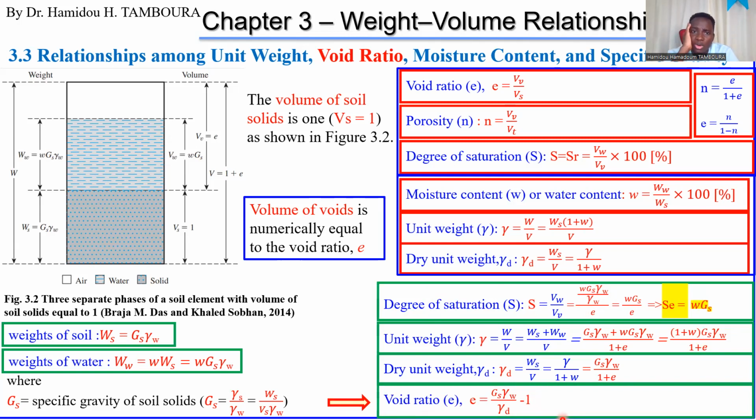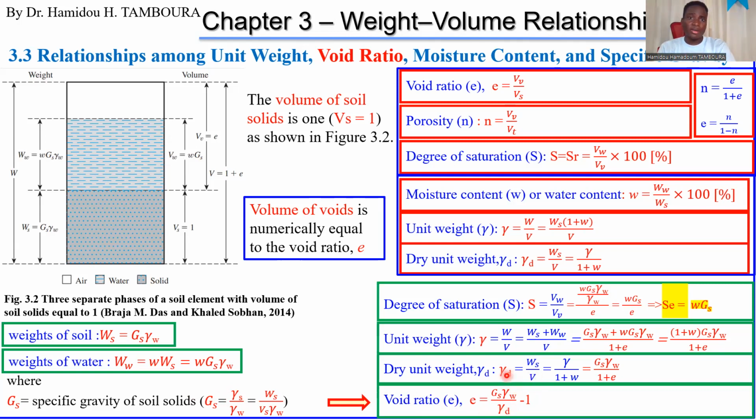It's very sad, but some people are confusing the dry unit weight and the unit weight of the solid. It's not the same. This dry unit weight and this one, gamma S and gamma D. Please, it's not the same. Gamma S is the weight of solid, you divide it by the volume of solid. Everything is for the solid. But gamma D is the weight of solid divided by the total volume. That is the difference, you know?